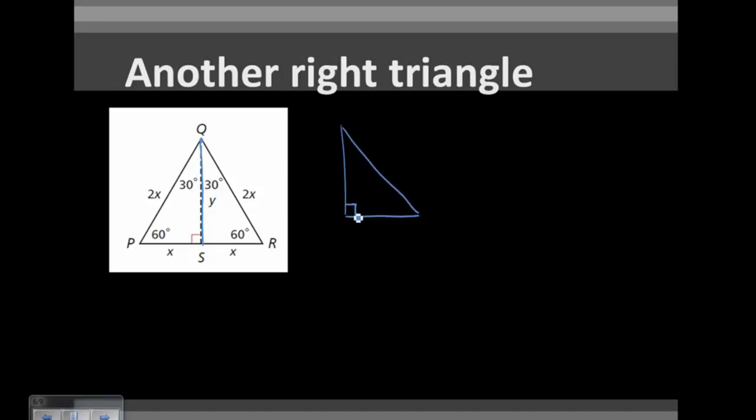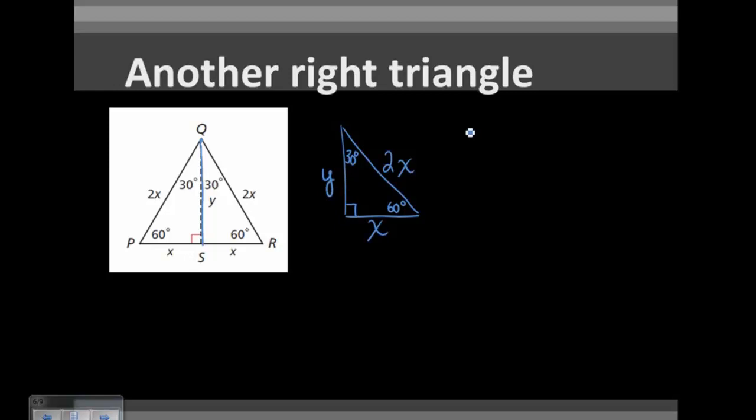We drew the altitude, which makes that 90. It was originally equilateral, or equiangular, so that was 60, and when we split it in half, we got that to be 30. Now we know that one leg is x, and the hypotenuse is actually twice the side of that leg. It's 2x. We want to know what the other leg is.